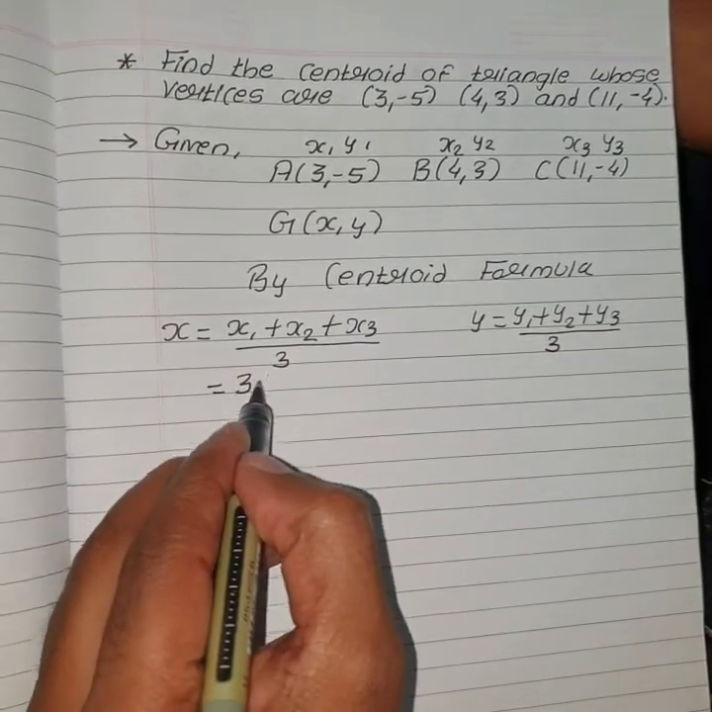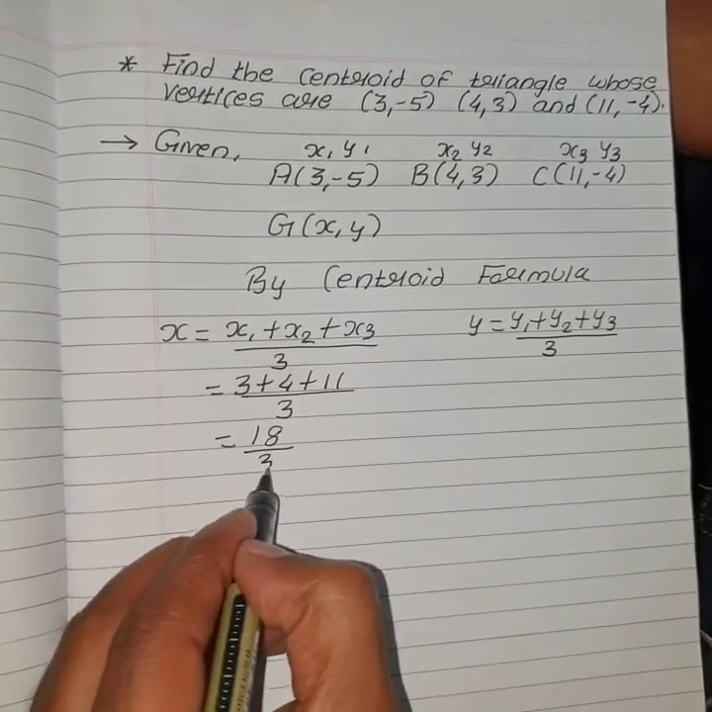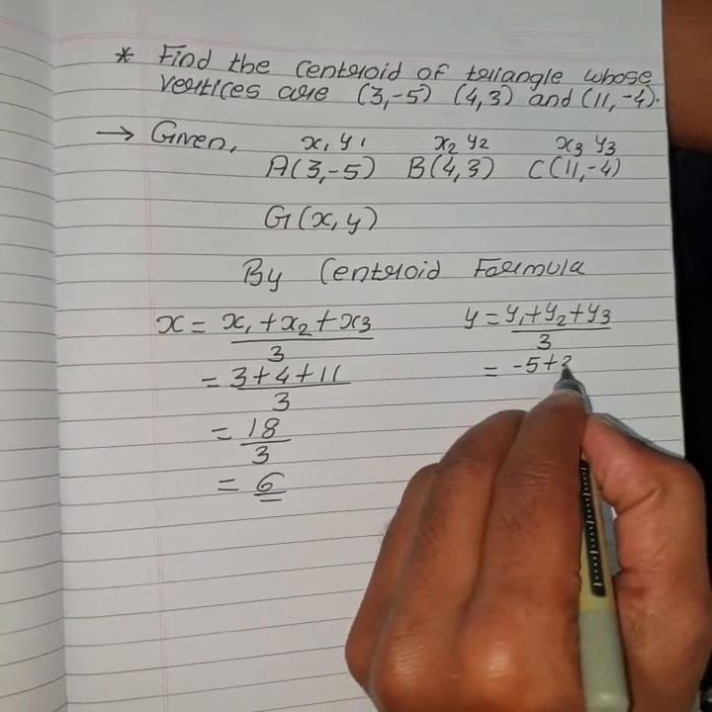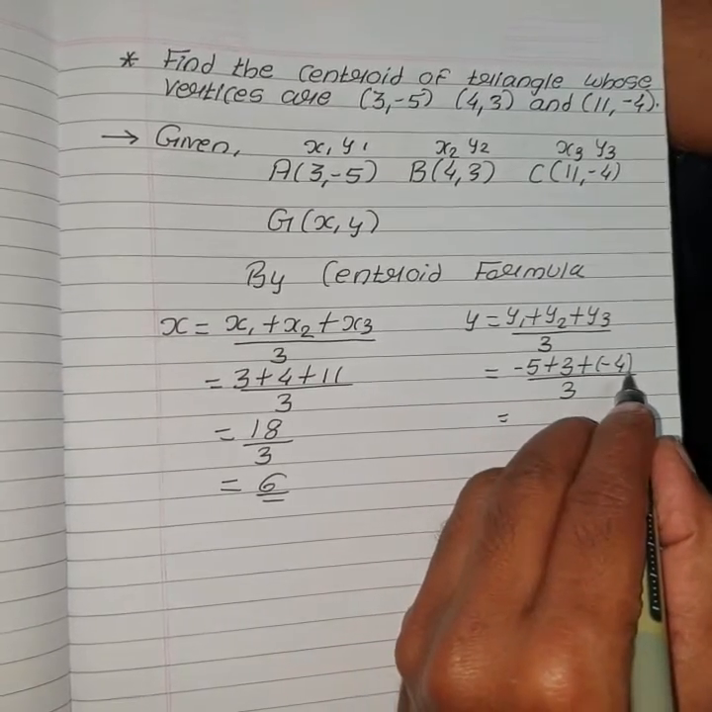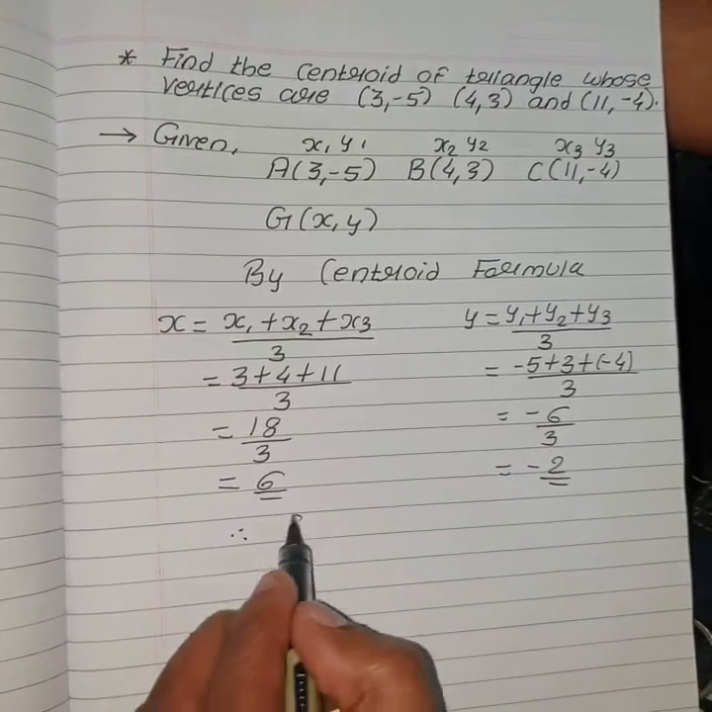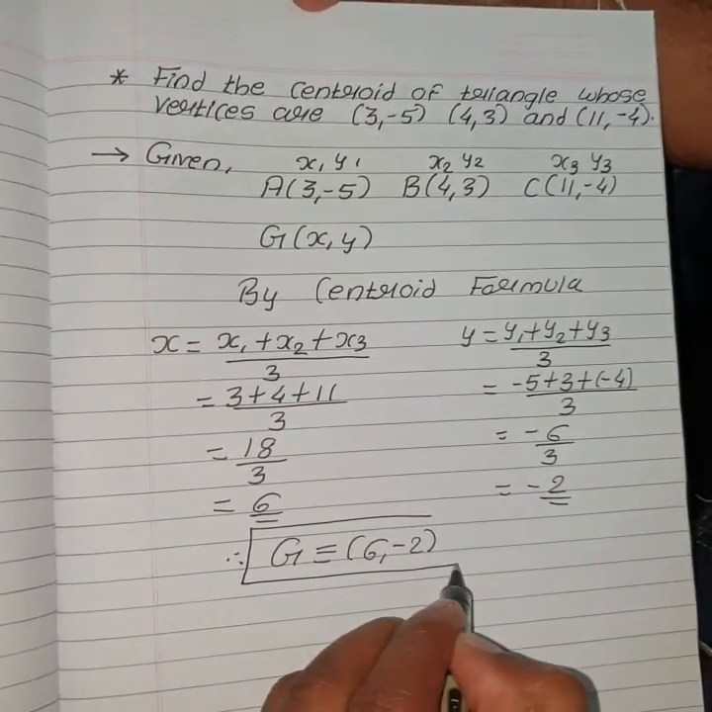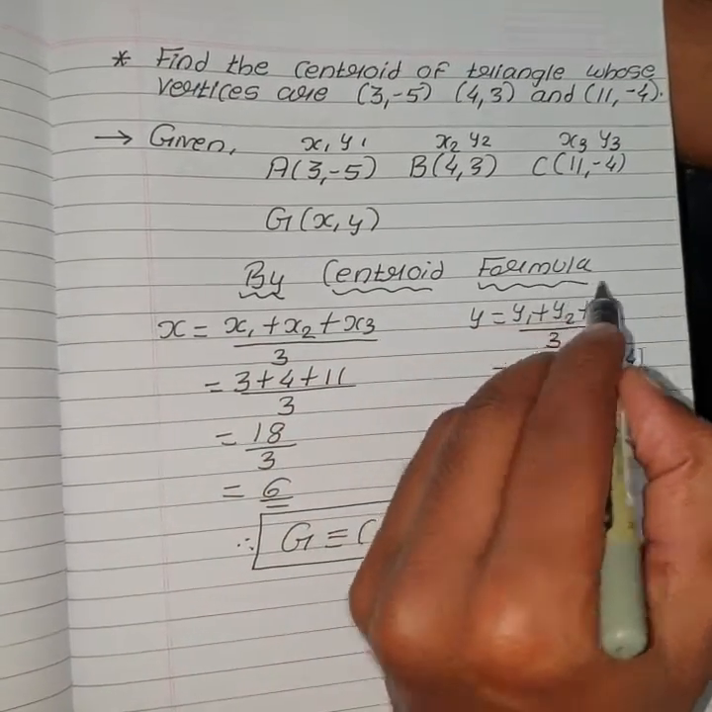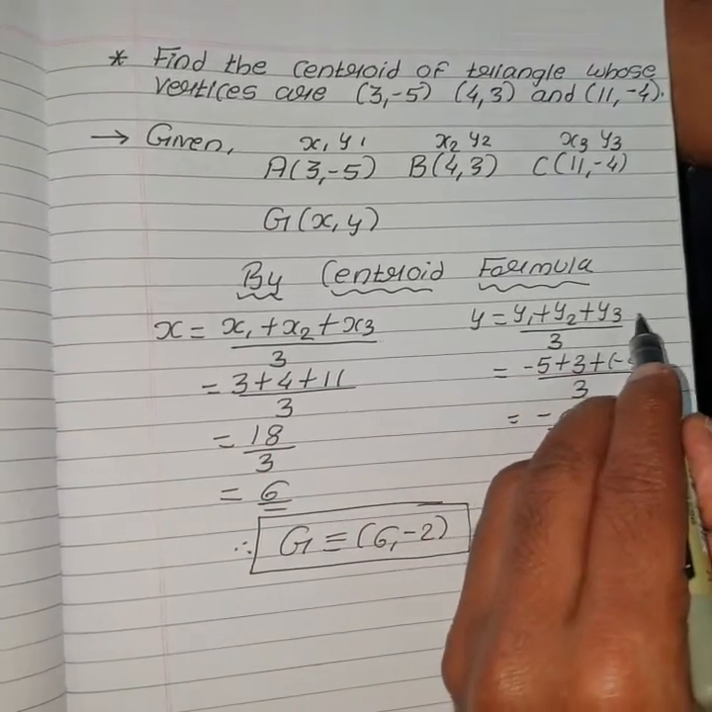Substitute the values. 3 plus 4 plus 11 upon 3. 18 upon 3, that is equal to 6. y1 is -5, y2 is 3, y3 is -4, upon 3. -2 plus -6 upon 3, that is equal to -2. Therefore G is equal to (6, -2). So in this sum we have seen one new formula, that is the centroid formula. What is the centroid formula? x is equal to x1 plus x2 plus x3 upon 3. y is equal to y1 plus y2 plus y3 upon 3.